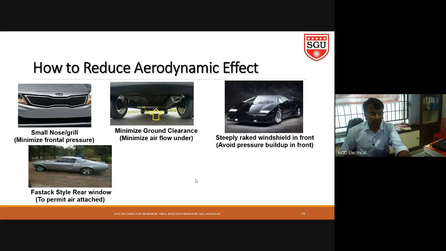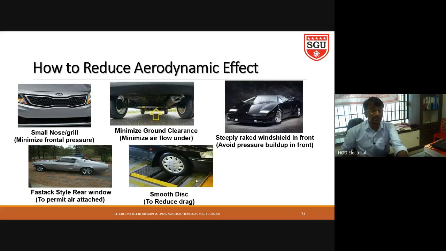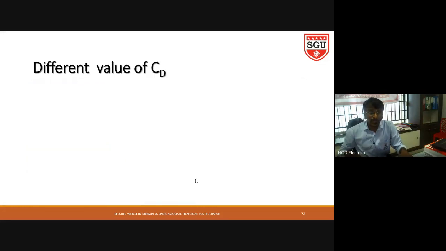Then next, a fastback style rear window. See the rear window at the back side, it is so steep that there is no space for vacuum, so automatically the aerodynamic drag will reduce. Then another one, using smooth discs also reduces this aerodynamic force. So these are all the things we have to consider once we design for this aerodynamic effect.